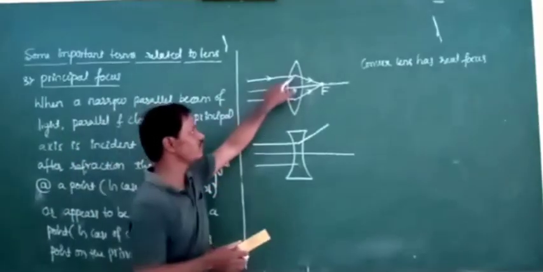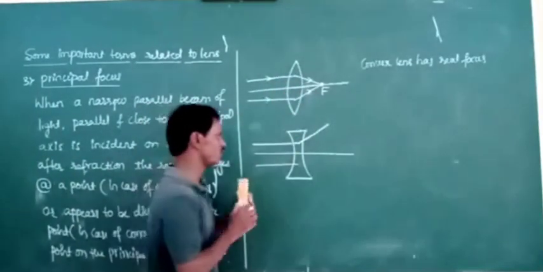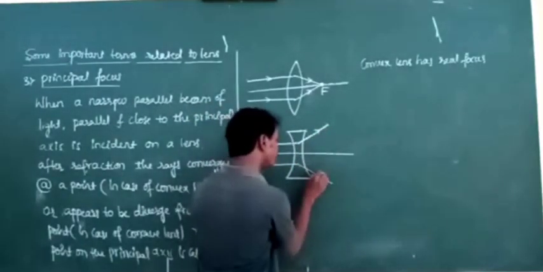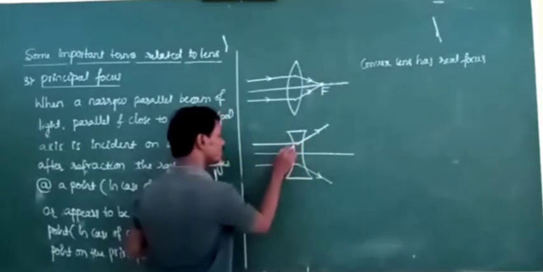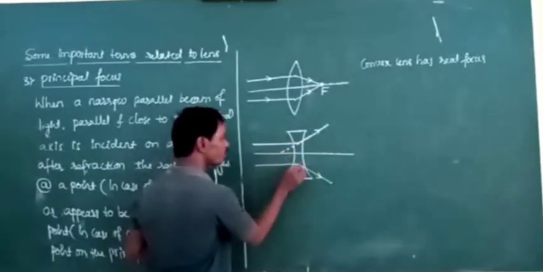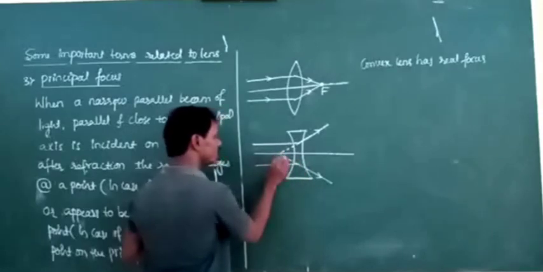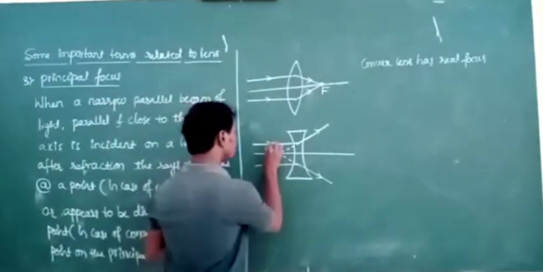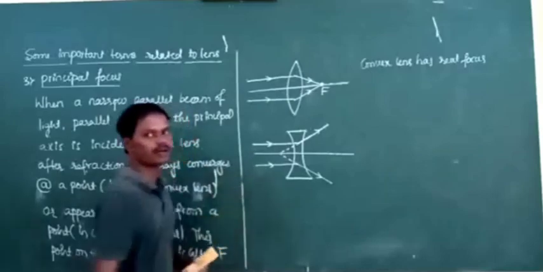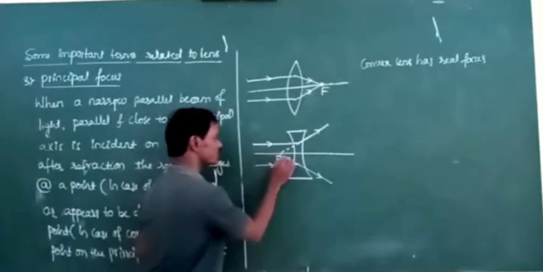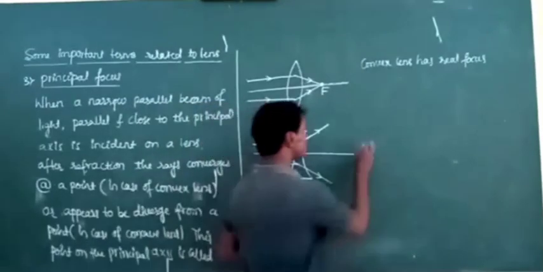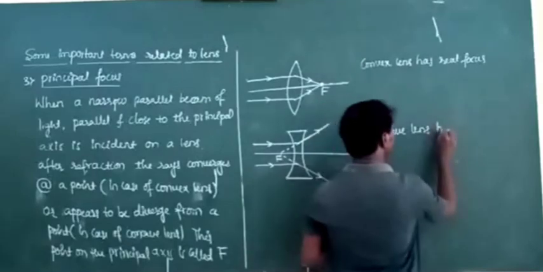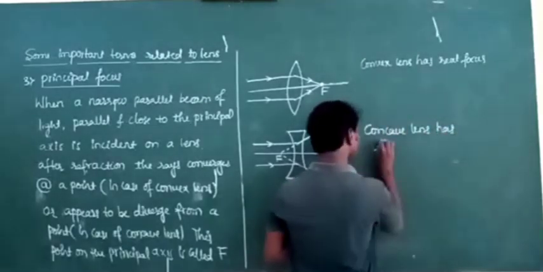But in case of convex lens, the refracted rays are converged. And these refracted rays appear to be diverged from a point. They are not actually diverged from this point. They appear to be diverged from this point. Now here, focus is at the side of the object. Then it has virtual focus. So concave lens has virtual focus.